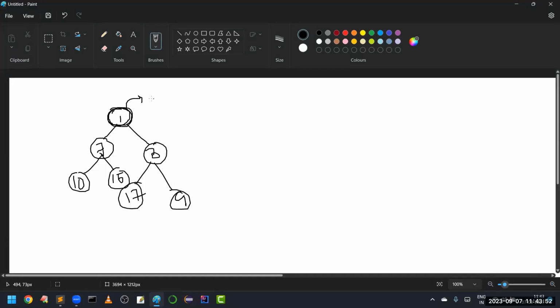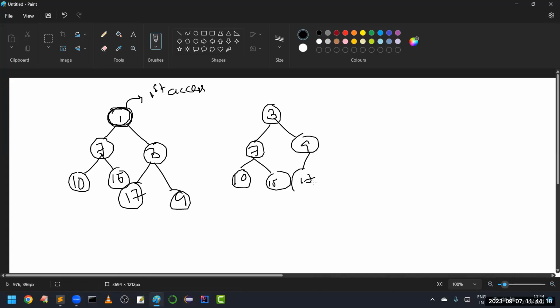So first we are going to access this element only. Once this element is accessed, that means it is deleted from the queue. Then automatically what will happen? We have to write an algorithm such that the next minimum element should come to the root. Like this we have to take: the next ready-to-access element should become the root node.